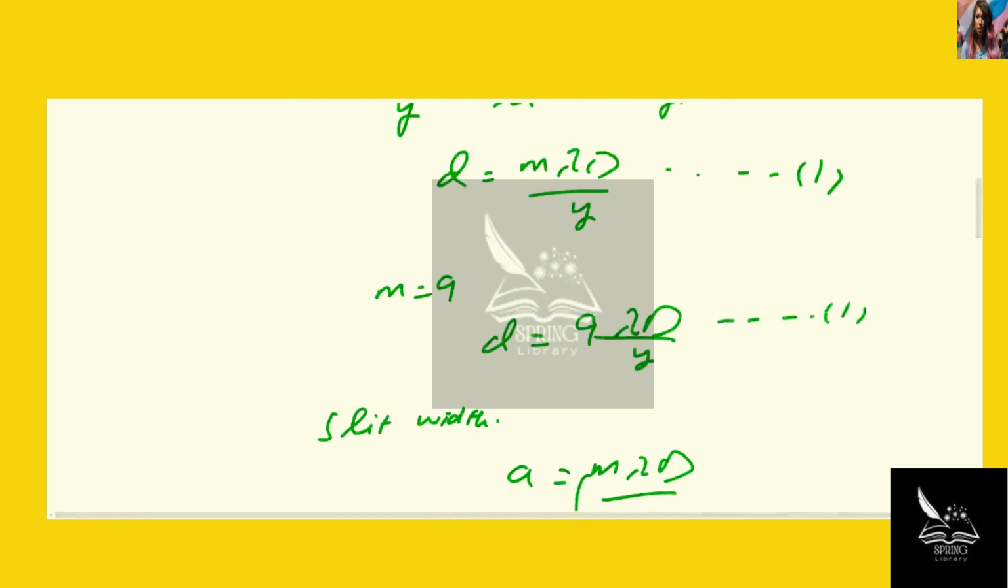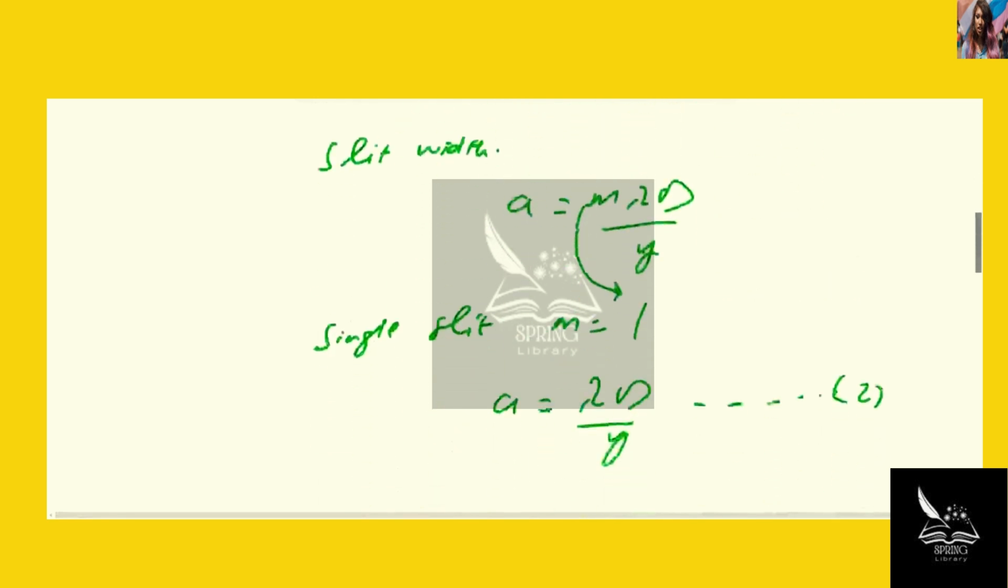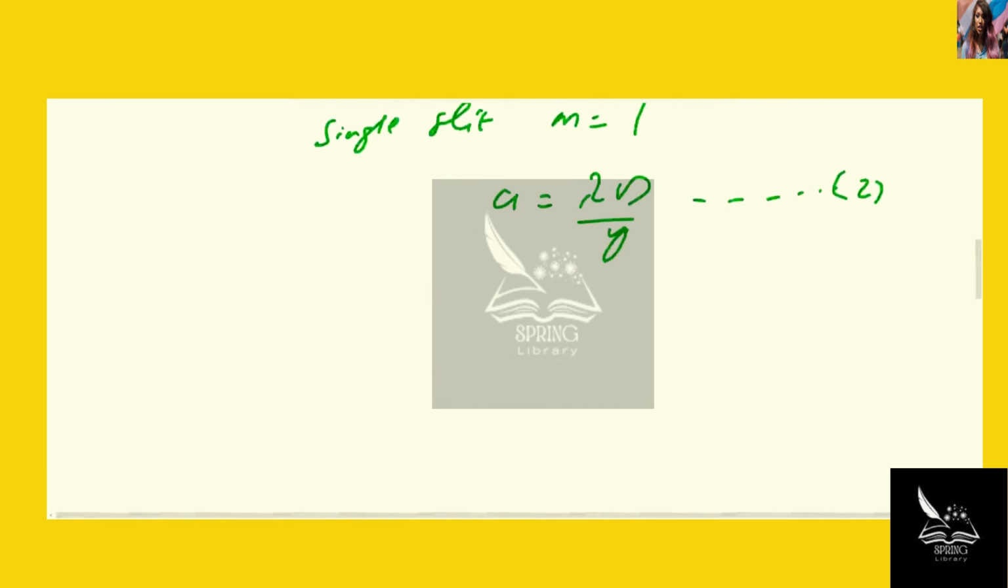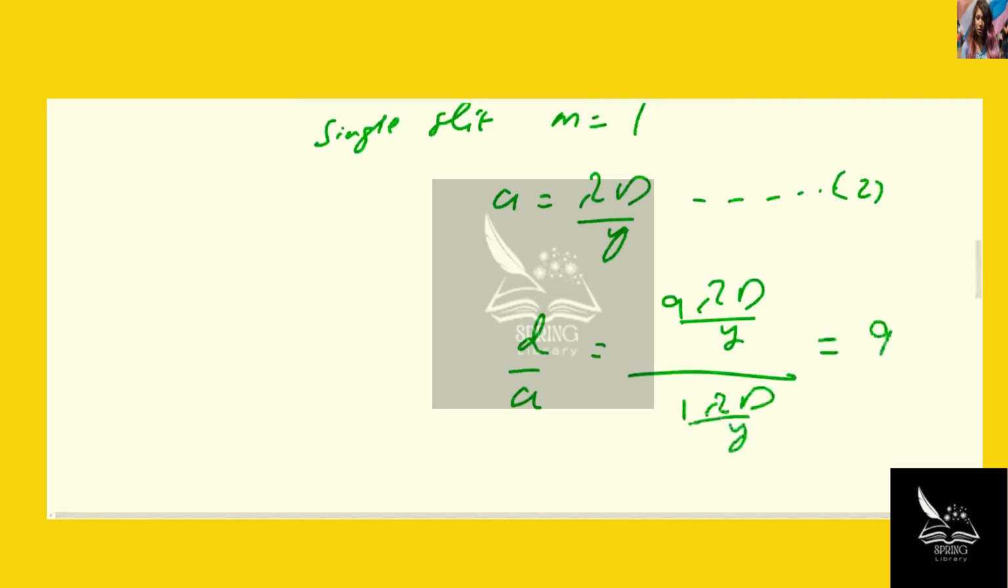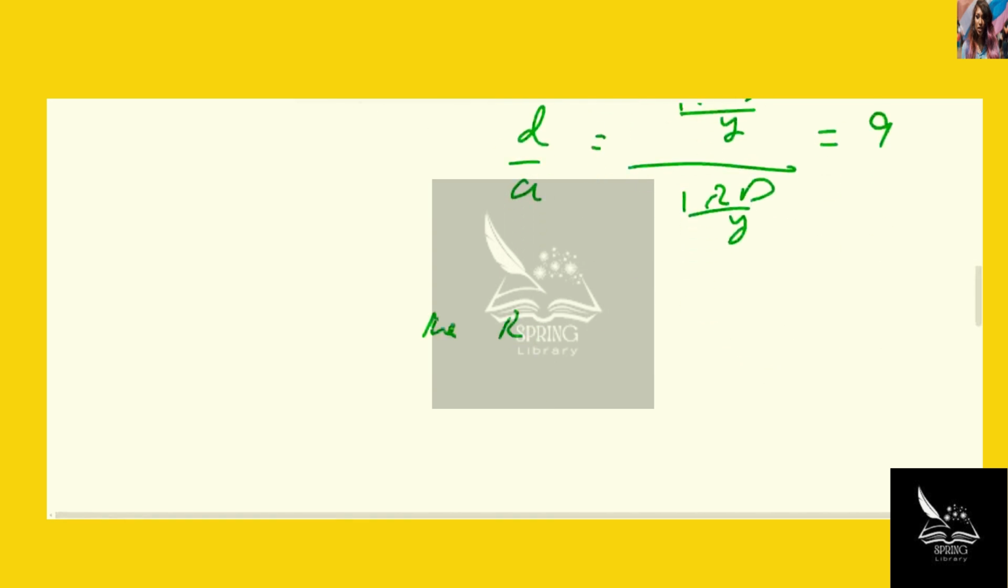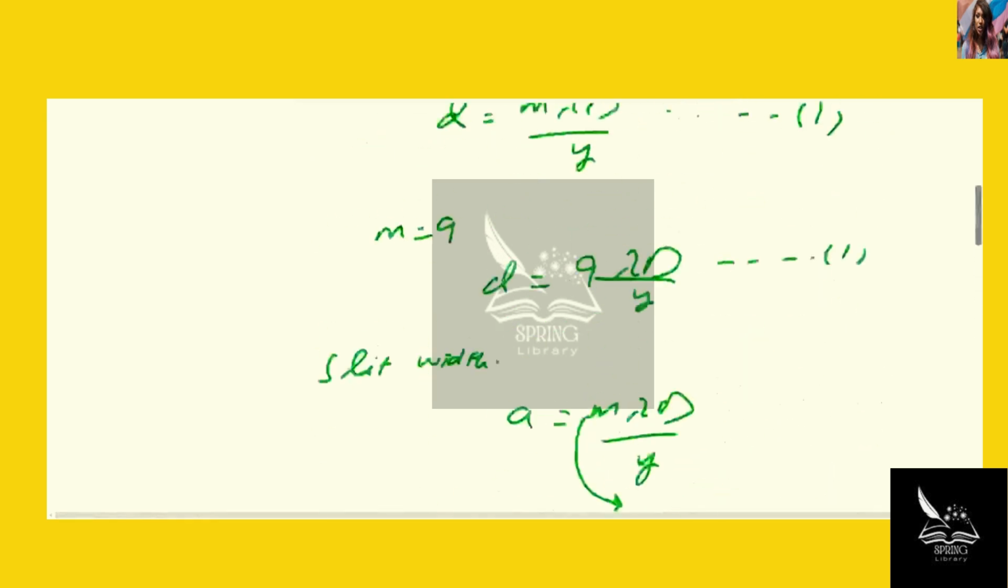This is the same equation. Of course, we introduced the 9 as an order, so we're going to divide those two equations, and we end up having D over a is the same as 9 lambda capital D over y, over 1 lambda capital D over y. So this gives us 9, and so the ratio of the slit separation is going to be 9. That's the ratio of the slit separation.